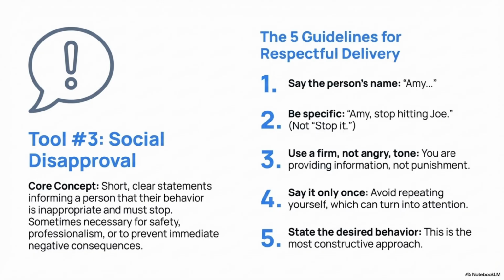Guideline 3. Use a firm tone of voice and talk directly to the person. Not angry, not emotional, firm and clear. You're providing information, not punishing them. Your tone should convey, "This is not appropriate," without being harsh or demeaning.